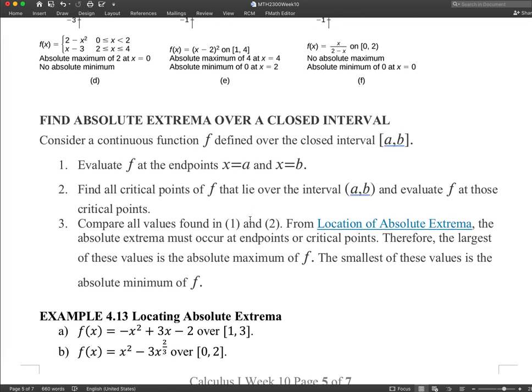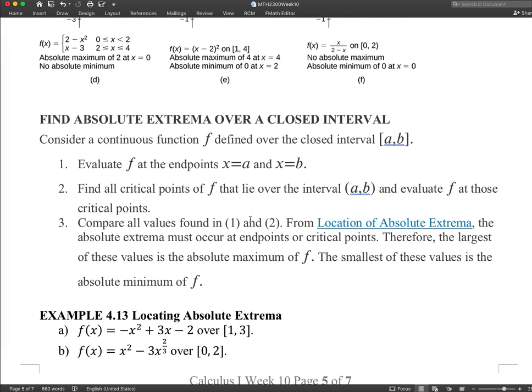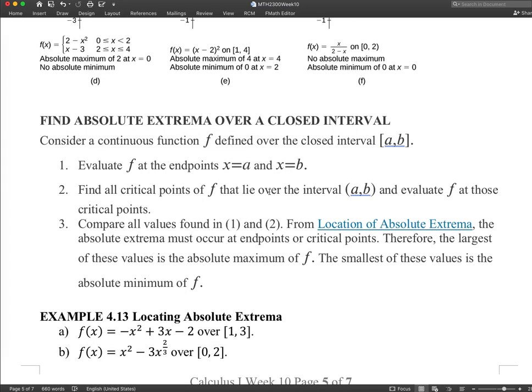So this is in general the strategy you want to consider. There are 3 steps. In order to consider the absolute maximum or minimum, first of all, you evaluate the function at the interval endpoints of A and B. There are 2 values. And secondly, you want to find out all the critical points.